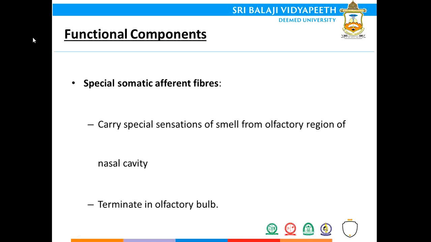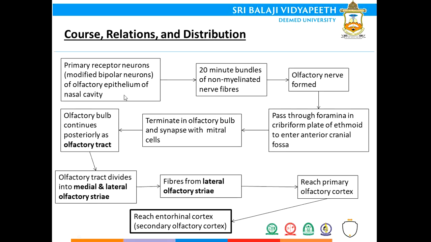Now, as I told you, what is the functional component? Only one functional component. Since it is sensory, it is afferent. Then it is carrying the special sensation, so it is special somatic afferent. It is carrying the special sensation of smell from the olfactory region of the nasal cavity, and it is terminating in the olfactory bulb. Now what is the course? So, course, relation and distribution.